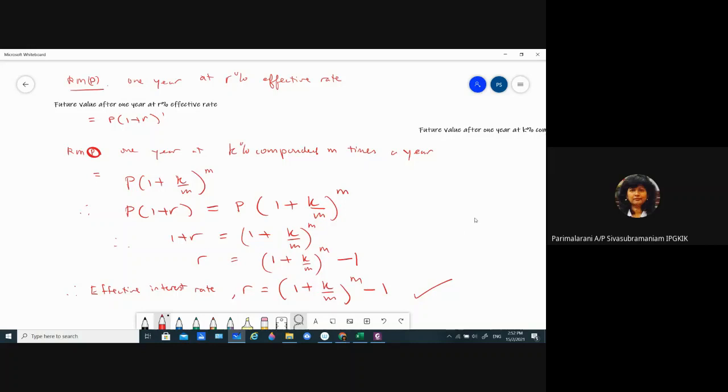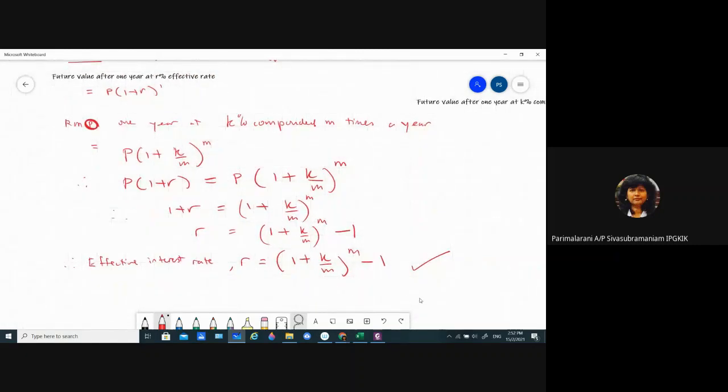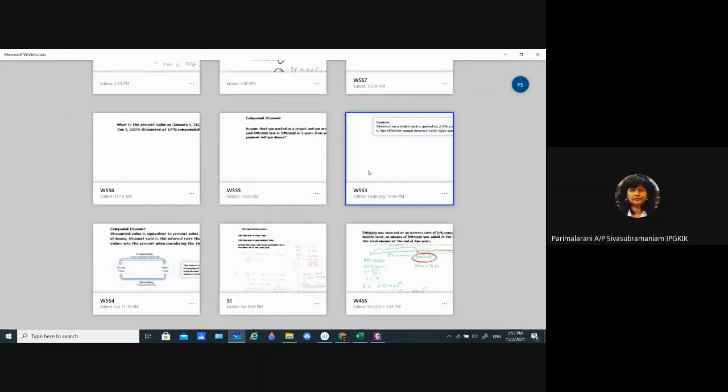So if you want to change the nominal interest rate into an effective interest rate, then this is the formula that you want to use. Because sometimes they give you many different kinds of rates and they ask you to compare which is the best. So when you want to compare, you must change it all into effective interest rate for you to compare and tell which is the best interest rate. Okay, so far? We'll do some examples first, and then later we'll come back to this.